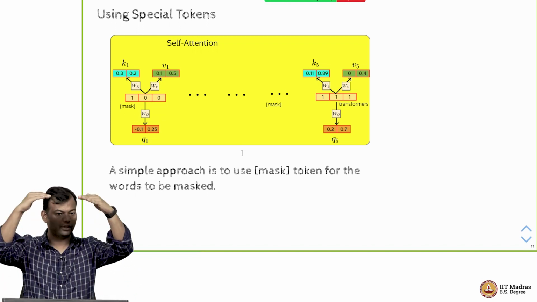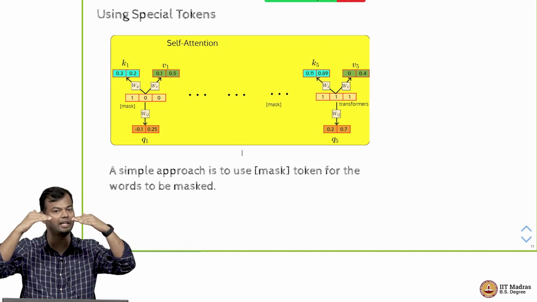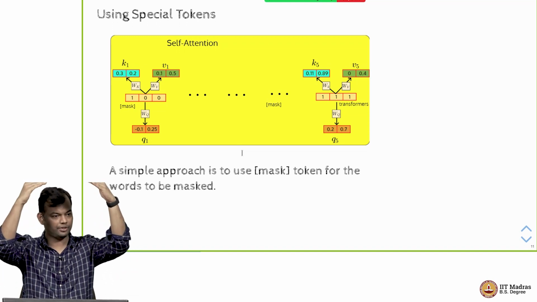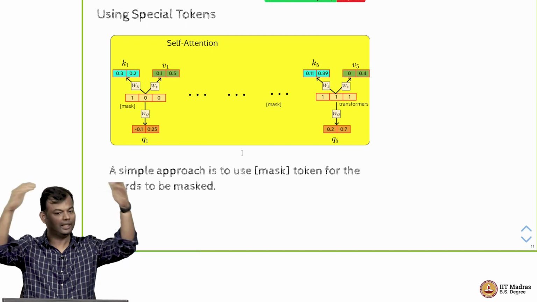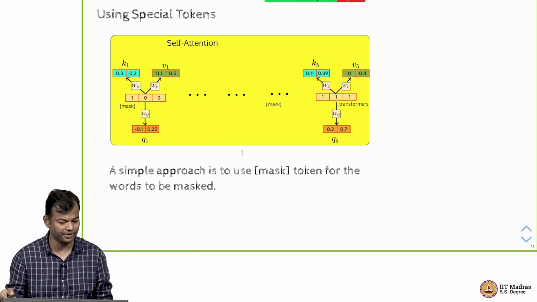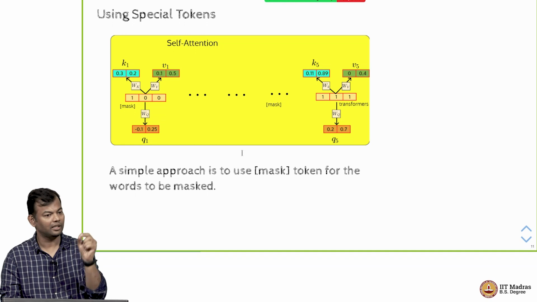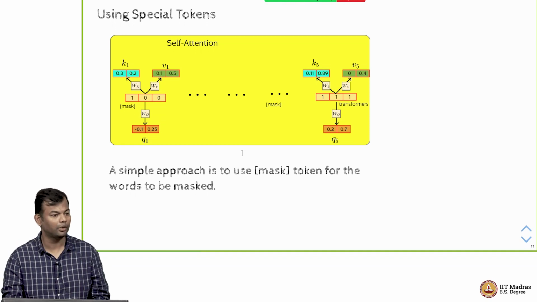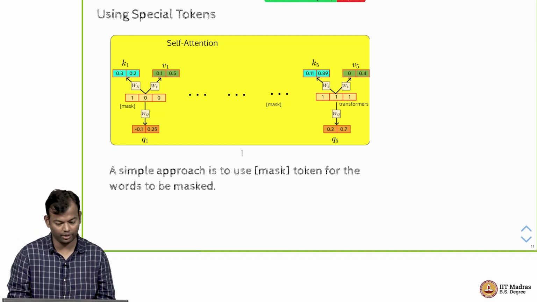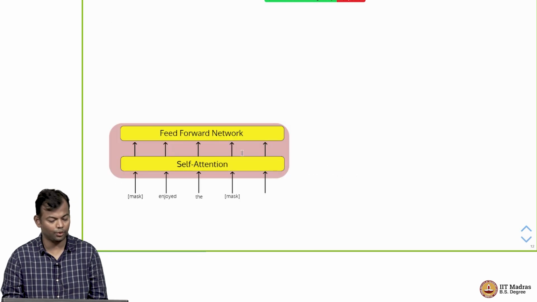And it will pass it to the encoder. What does the encoder do? At every layer it produces capital T representations till the last layer. So till the last layer you have capital T representations, and at the last layer at the appropriate points you want to predict what the actual word was. So let's see what that means. So this is what is going to be the input: mask enjoyed the mask transformers.